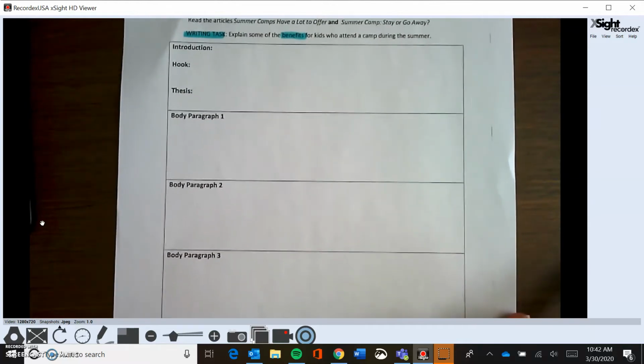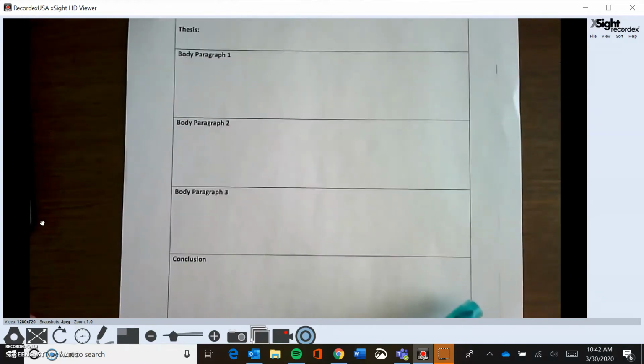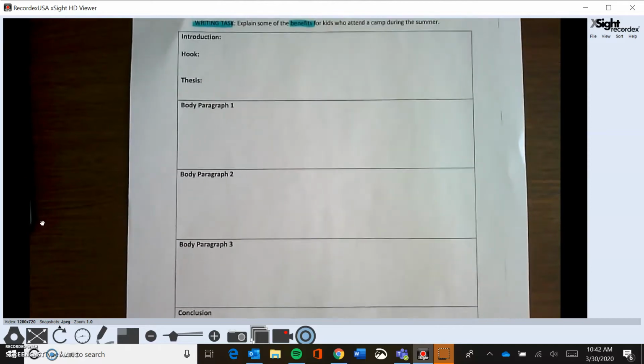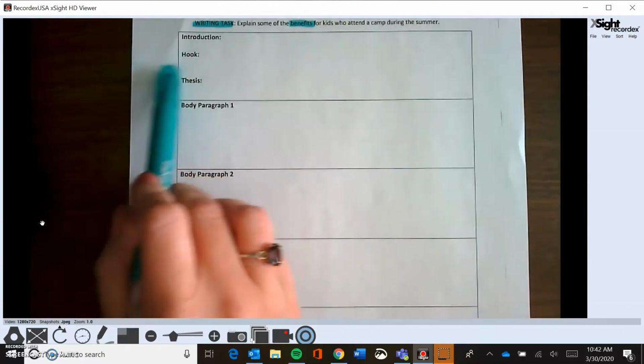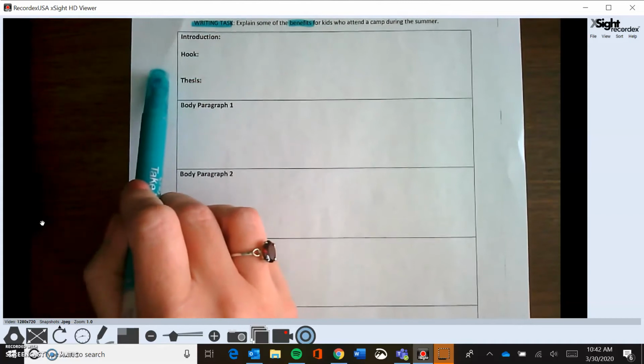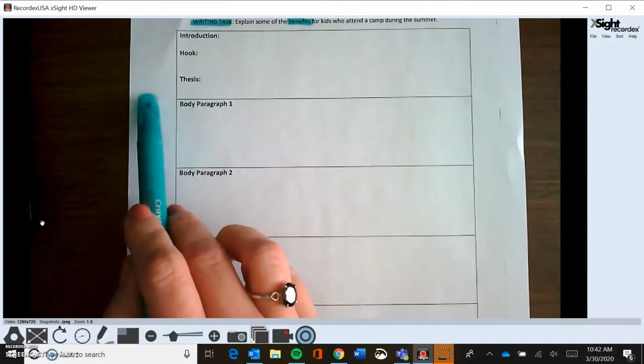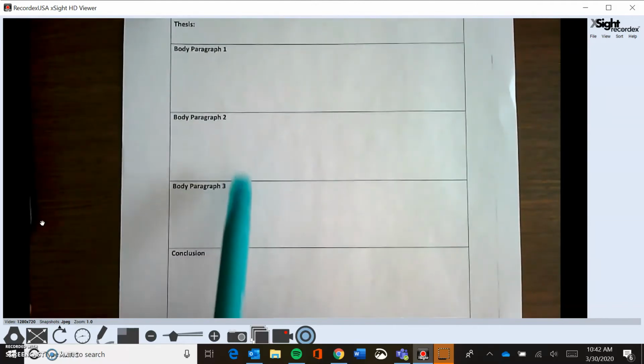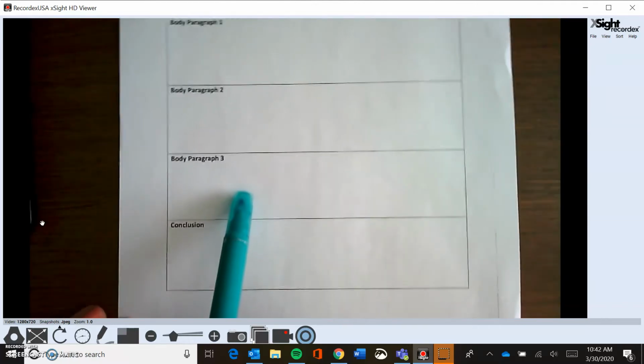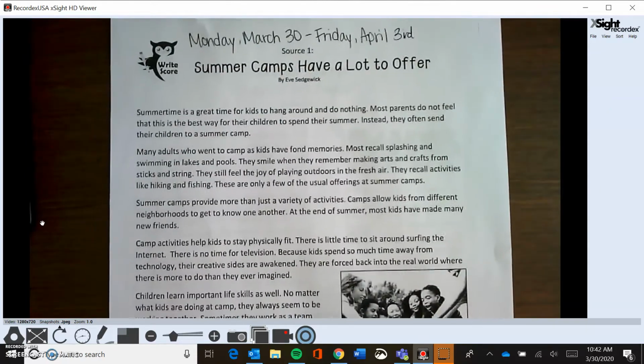The graphic organizer Miss Cannon gave you is laid out the same way that we've done almost all of our writing. You'll need to have a hook, which we'll talk about when we get to starting to draft. You'll need to have your thesis statement. And then you're going to have these 3 body paragraphs, where you'll have all of your information, and then we'll have a conclusion.